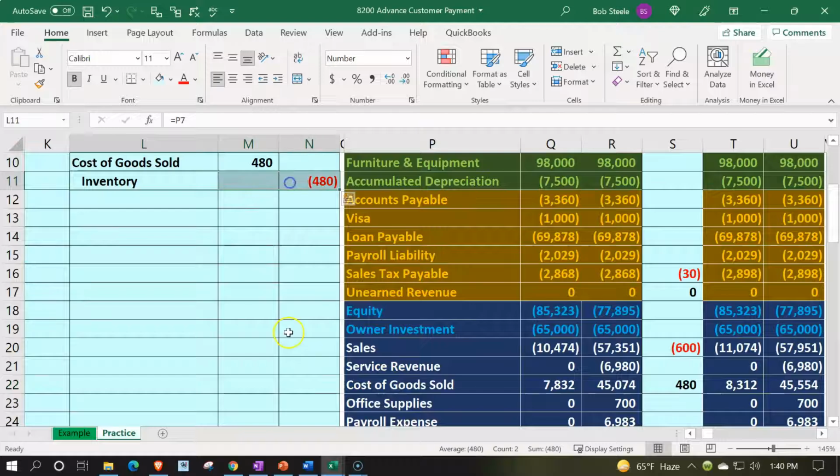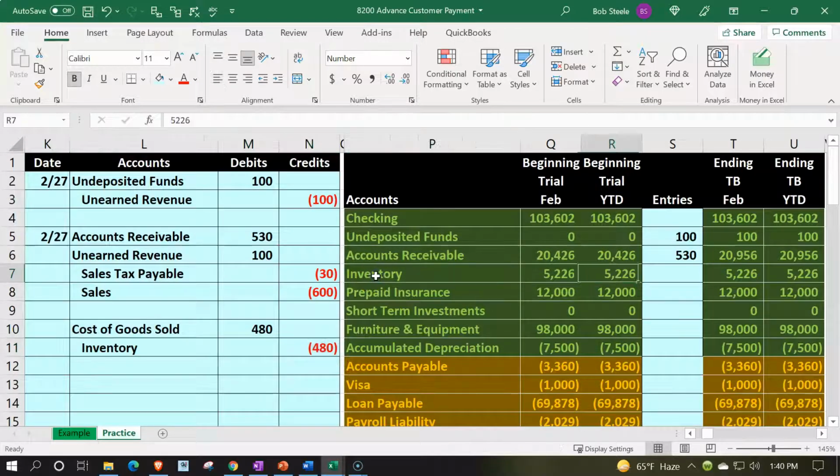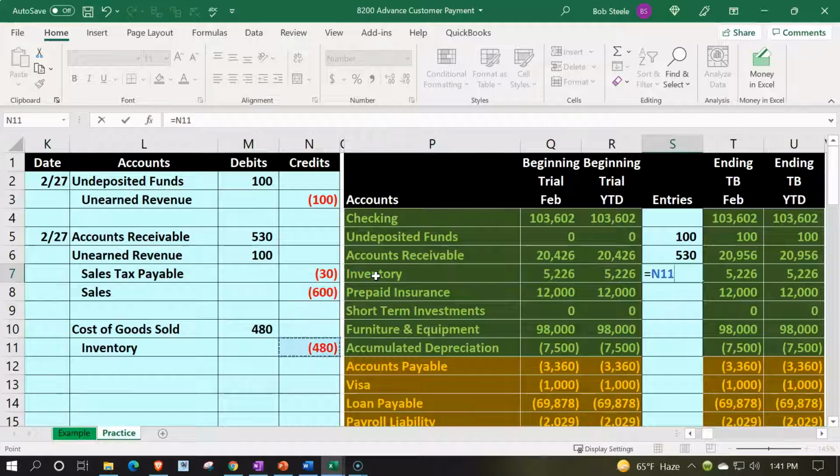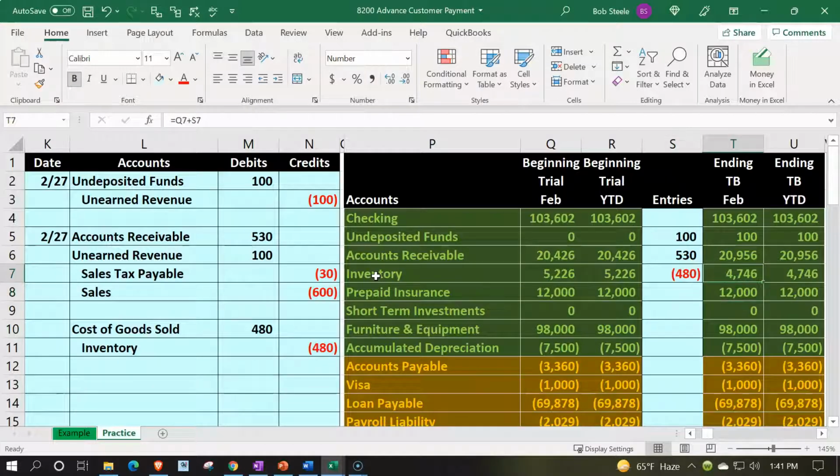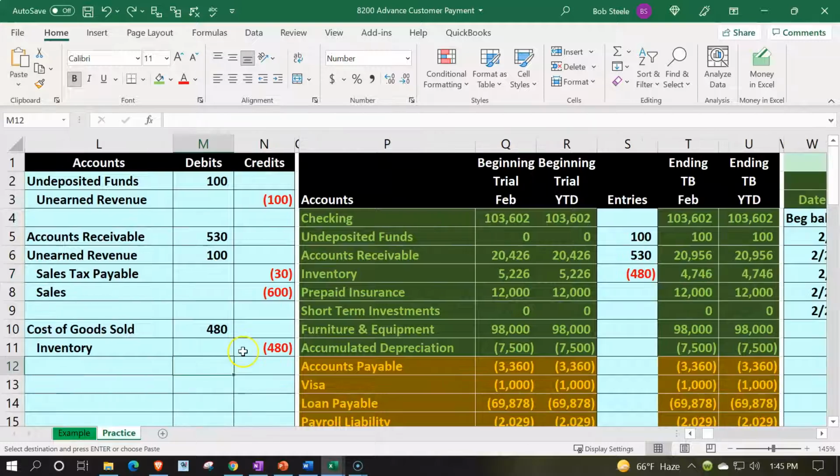Finally then, inventory up top in S7 equals the 480, bringing the balance down to the 4746 in both the year-to-date and the February number. So we're now going to be posting this to the GL. So we'll start off with this one up top. Let's go ahead and make it green.